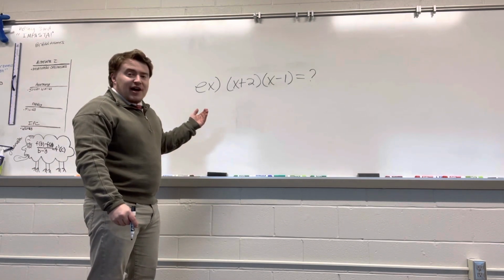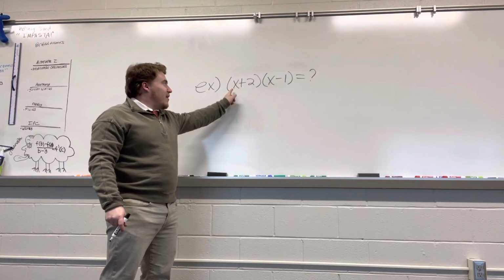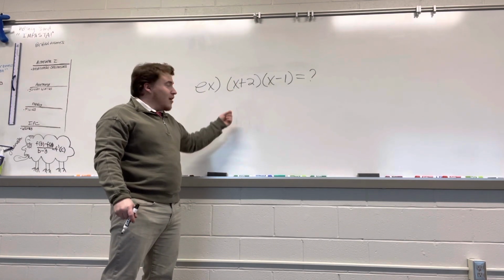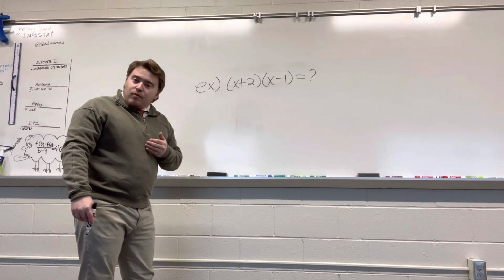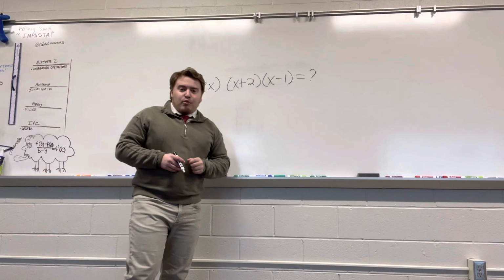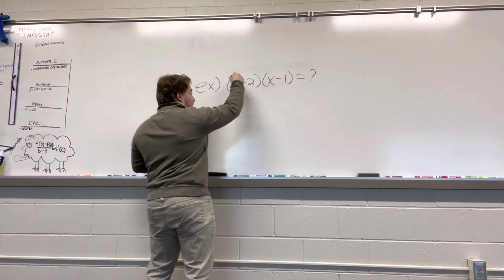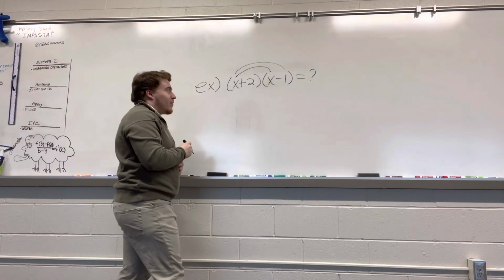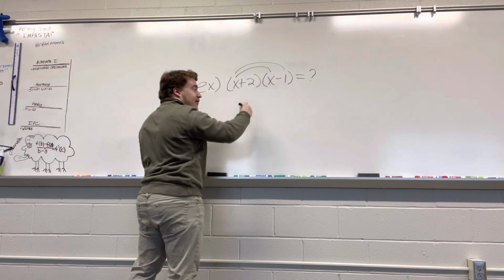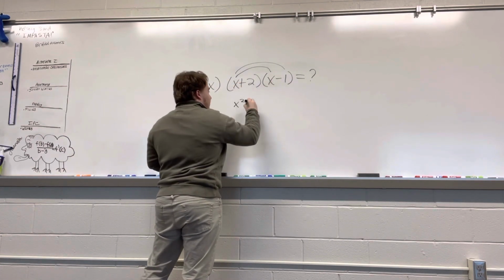Well, we can try applying the distributive property, but notice that we don't just have one number out in front. We have a binomial, a variable, and a number. So what we instead do is we apply the distributive property 2 times. First, we distribute the x to the x and -1, giving us x times x is x squared, x times -1 is -x.